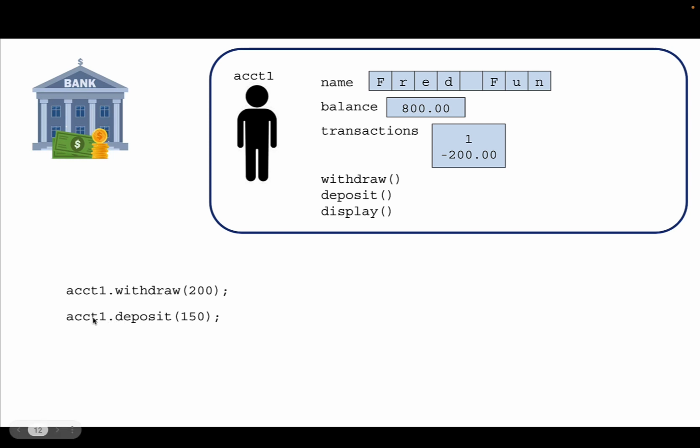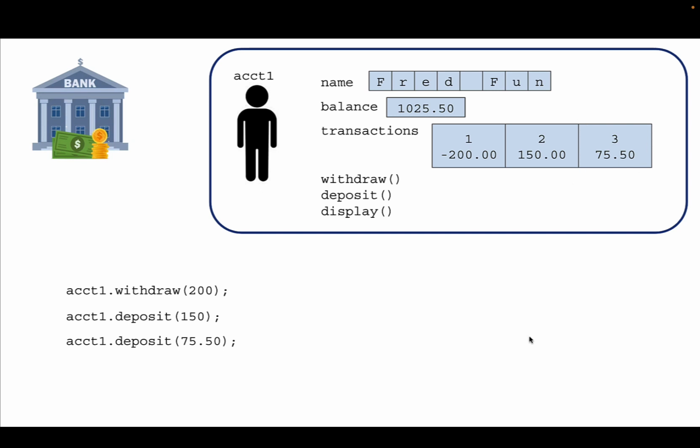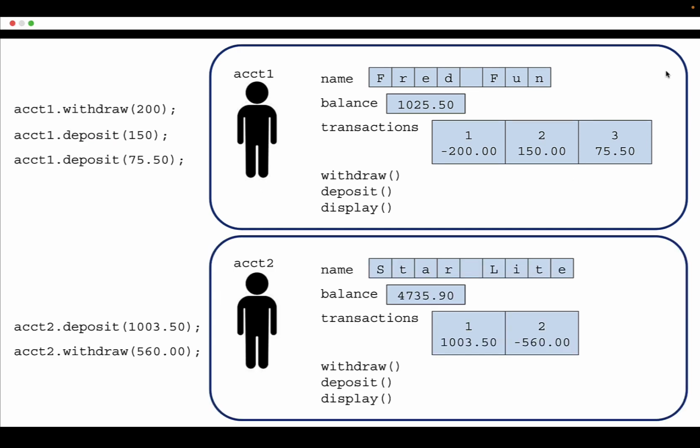And then if I say account 1 deposit 150, it will run the deposit method and the balance will increase by 150, and then a second transaction will be created with the next transaction ID, which will be 2, and then the amount of the transaction. And then if I do another transaction, another deposit for $75.50, you can watch the balance go up and a new transaction is created.